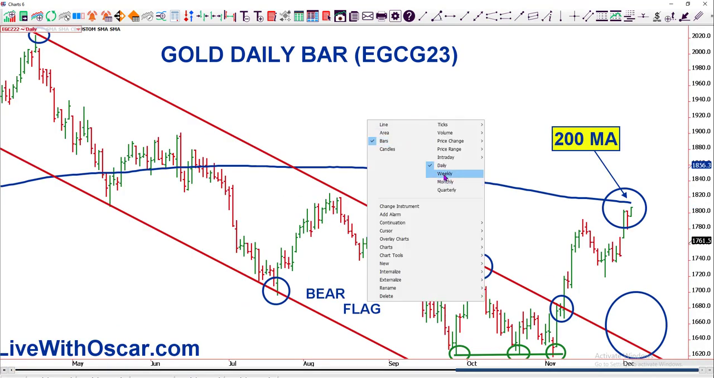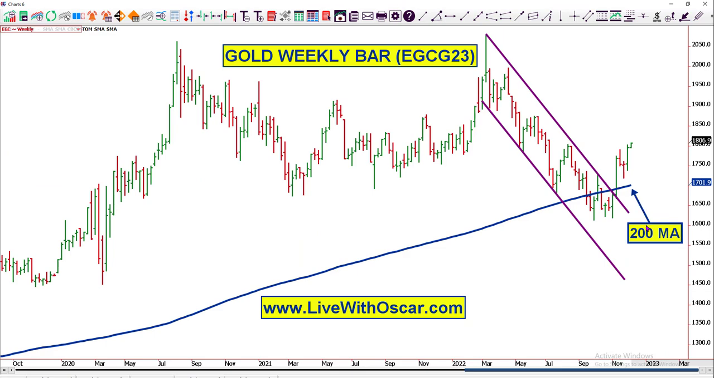And let's go out to the weekly. Look at this, kids, on the gold weekly bar chart. Told you this would be a little journey we were going to go on together. Look at that. Well above the 200-bar moving average on the weekly, and it broke above this channel on the weekly. And it looks good up here.